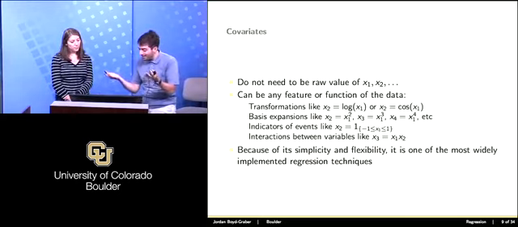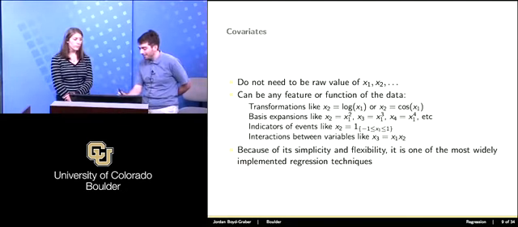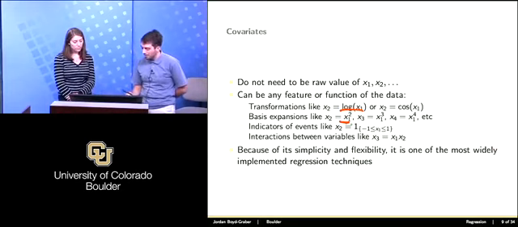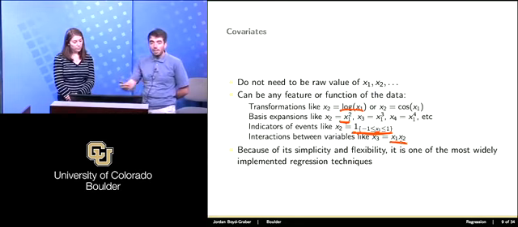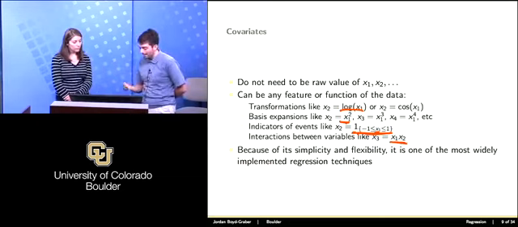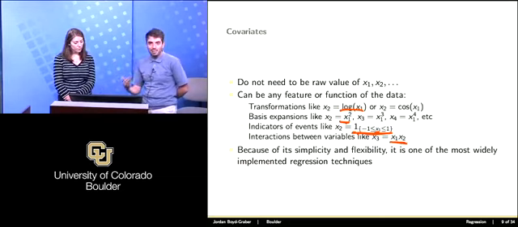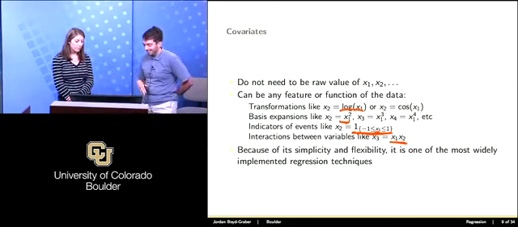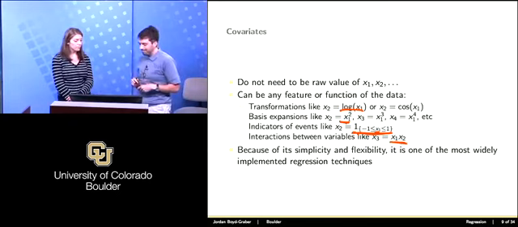You can do things like feature engineering on regression, just like you can for discrete classification. You can transform your data, take the log of it. You can multiply things by themselves. You can have indicators that just say, does a value fall within a range? You can have interactions. So you can do lots and lots of stuff with the inputs to create new ways of encoding your data. And because of its simplicity and flexibility, this is one of the most widely implemented ways of analyzing continuous data.